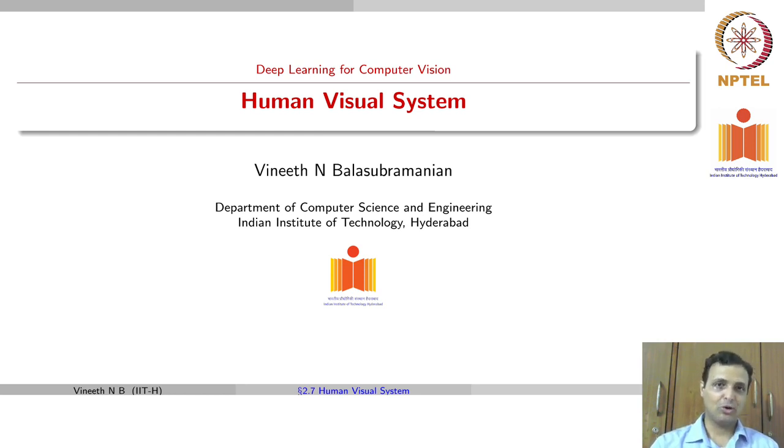For the last lecture of this week, we're going to look at whatever we have seen from a very different perspective of the human visual system. So we saw that processing images can be done to achieve several tasks such as extract edges, extract blobs, corners, key points, extract representations around key points, segment images, and so on and so forth.